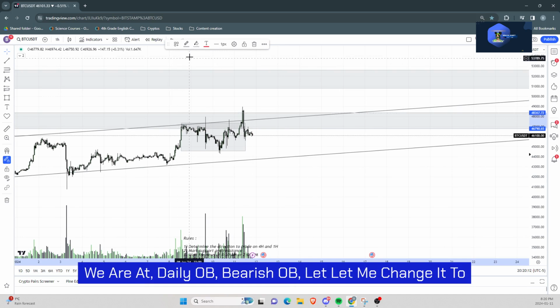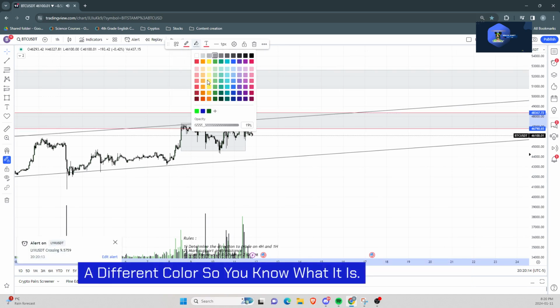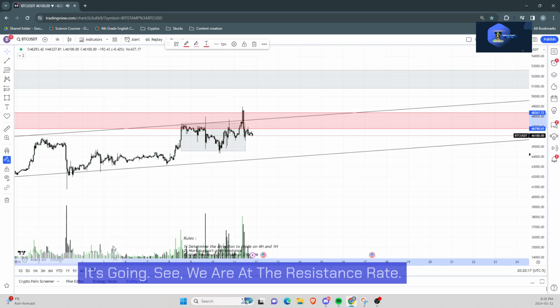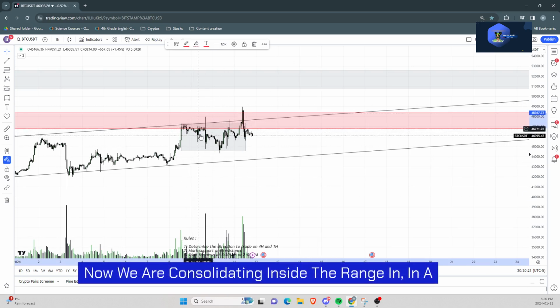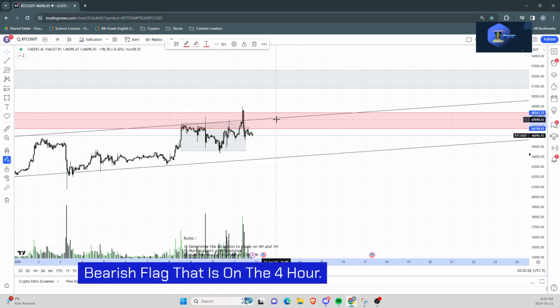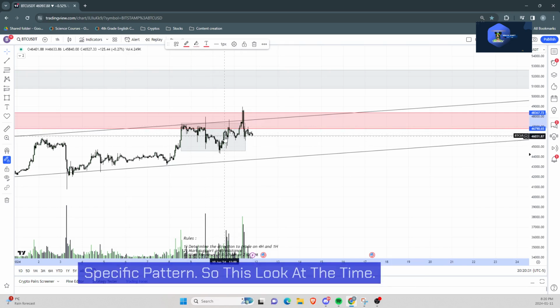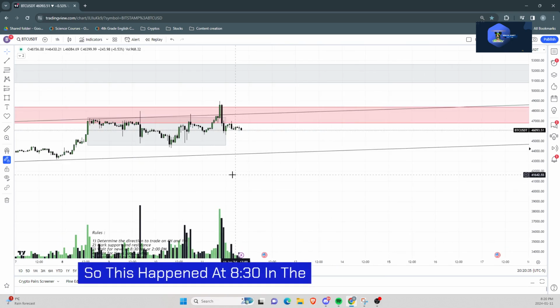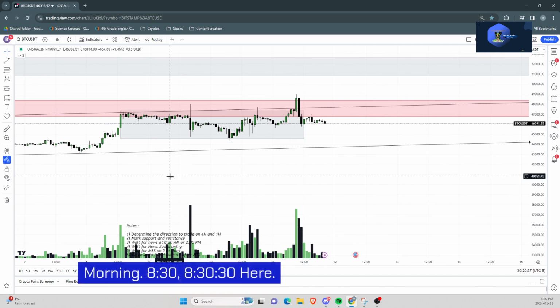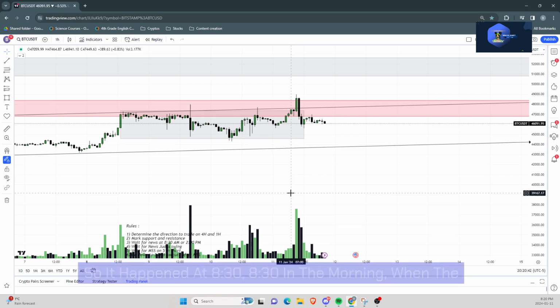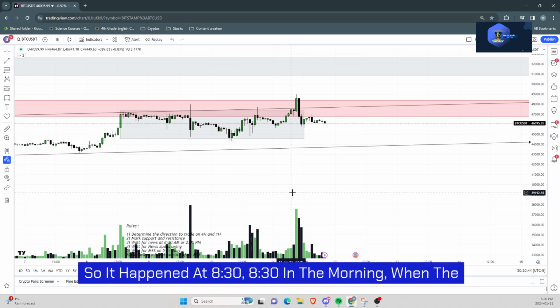Let me change it to a different color so you know what it is. See, we are at the resistance right now. We are consolidating inside the range in a bearish flag that is on the 4 hour. On the 1 hour, we are still consolidating with no specific pattern. So look at the time. This happened at 8:30 in the morning.